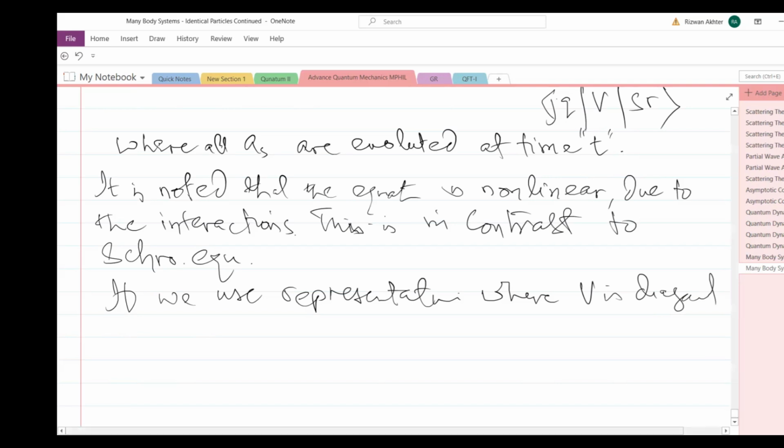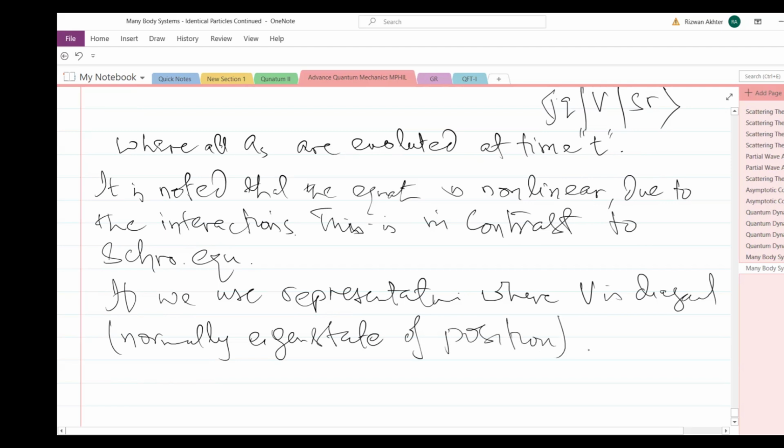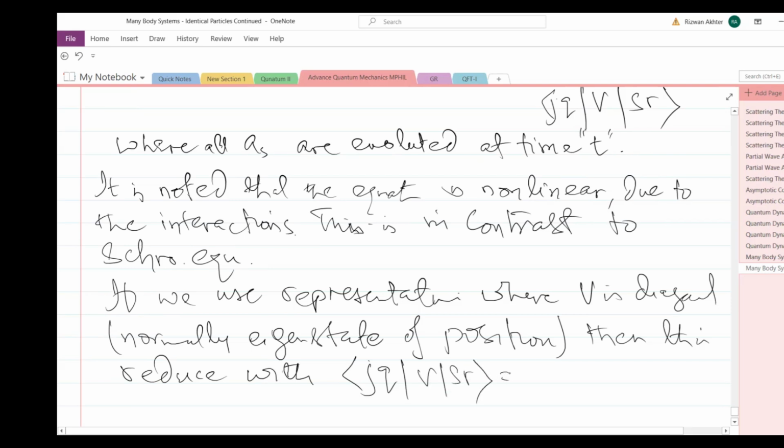Normally, eigenstates of position, that is diagonal, then this reduces, by considering first this representation, that the matrix element of V is V_JQ delta_JS and delta_QR.